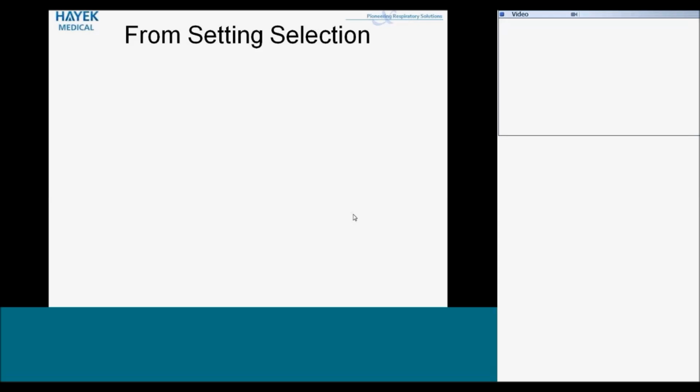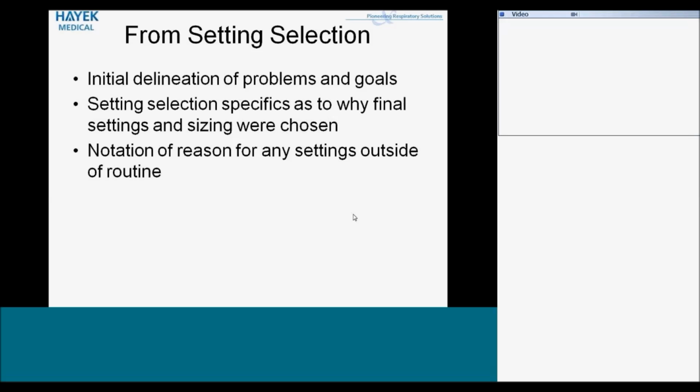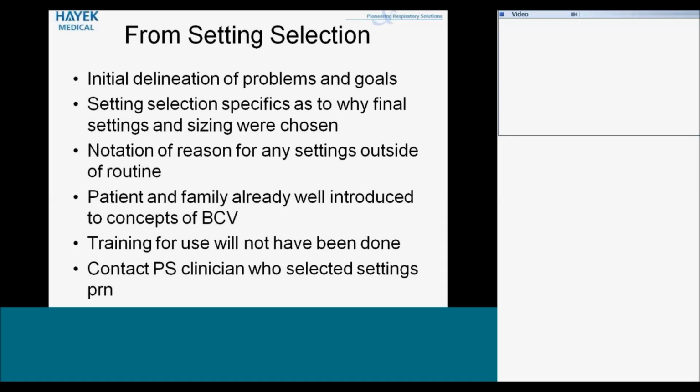So some of the things that should have come forward from the initial setting selection process: the initial determination of the problems and the goals for the patient, the selection of the settings, and the documentation of why those settings and the Kuros sizes were chosen, the notation of the reason for any of those settings that are outside of the normal range, and the patient and family should be introduced to the concept of BCV at the initial introduction to the device. Training for use will not have been done at this point. That is done during the setup phase.